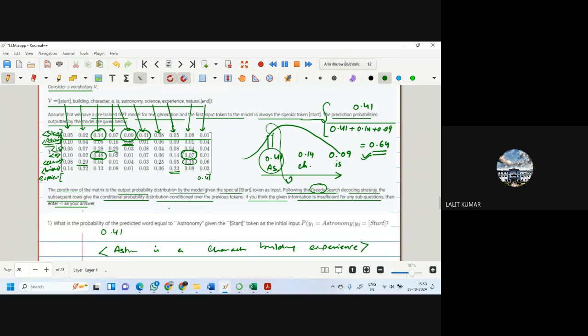This is the probability for astronomy to become the predicted word, and then only it will go to the next one. To go to the next one, we generate a random number and find out where it is coming. But the probability for this astronomy to be selected will be this probability in k sampling. So 0.64 is the correct answer, and it has been answered in the discourse also.